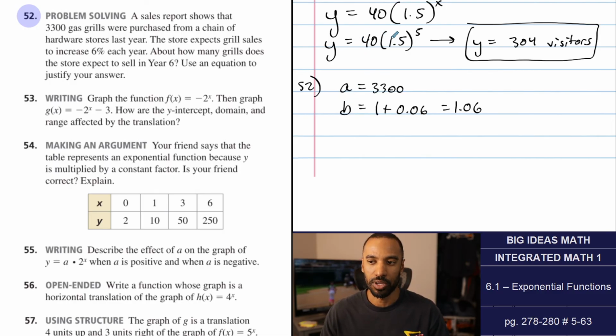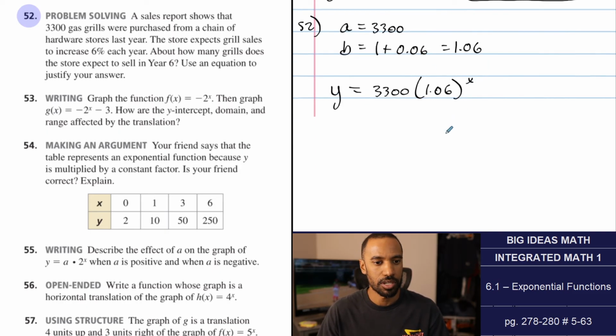Case in point, when we're looking at the one from the museum, the guest visitors there, 1.5 means a 50% increase. From 40 to 60 was a 50% increase. 60 to 90 was a 50% increase. We're going to do 6% increases here, so 3,300 times 1.06 to the x power. y is the number of gas grills. x is the number of years.